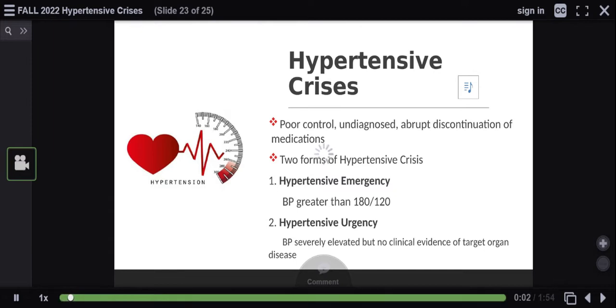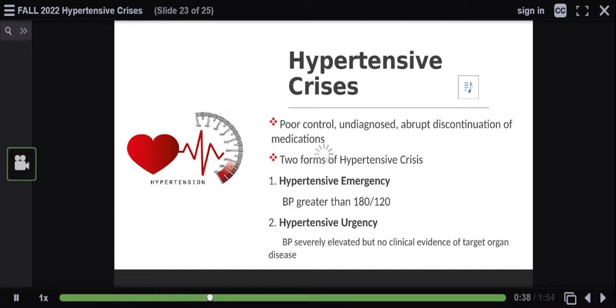Okay, so last but not the least, we have hypertensive crisis. The most important thing with this is that in hypertensive crisis, the blood pressure is greater than 180 systolic and 120 diastolic. This might be a sudden thing for a client. It might be someone who has had hypertension that's not controlled or not diagnosed, or someone who has abruptly discontinued their blood pressure medications, which is why we want to talk to them about not suddenly stopping their medications for hypertension.